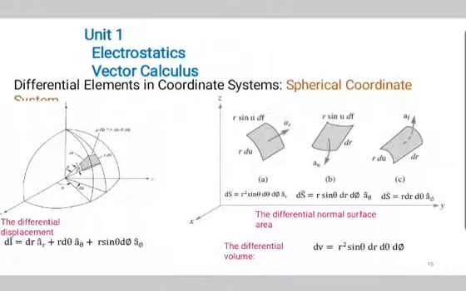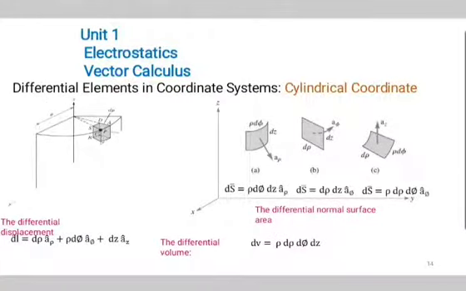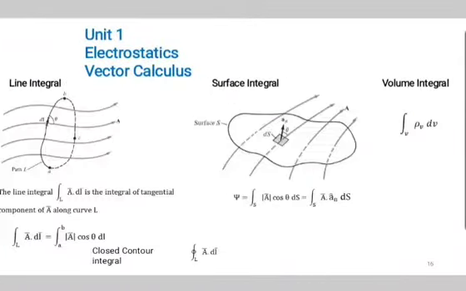And third in this is the differential elements in the spherical coordinate system. Here the differential displacement, that is dl bar, is given, and the differential volume is dv equal to r square sin theta dr d theta d phi. So these three slides show the differential elements in the Cartesian, cylindrical and spherical coordinate systems, and they consist of the displacement equation and volume equation for the different coordinate systems.